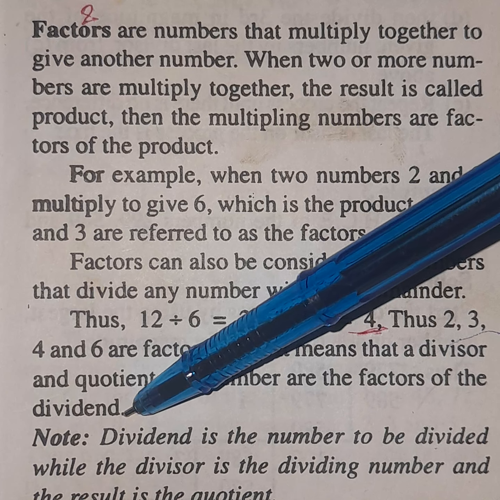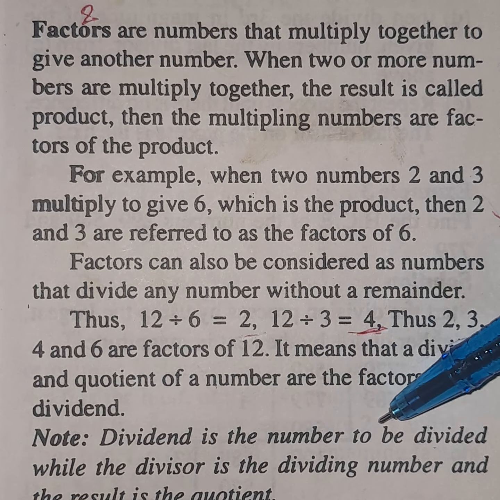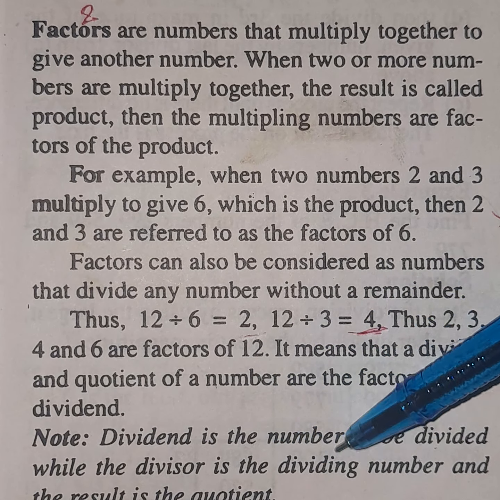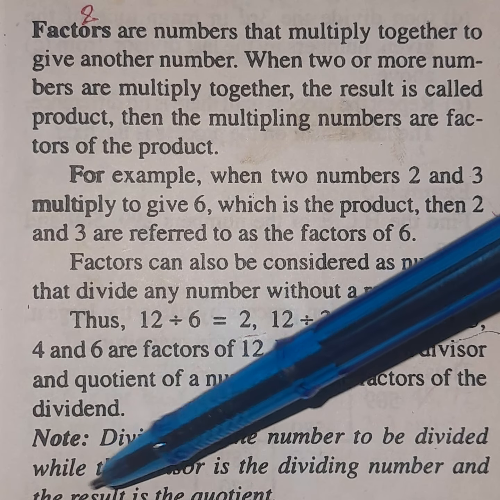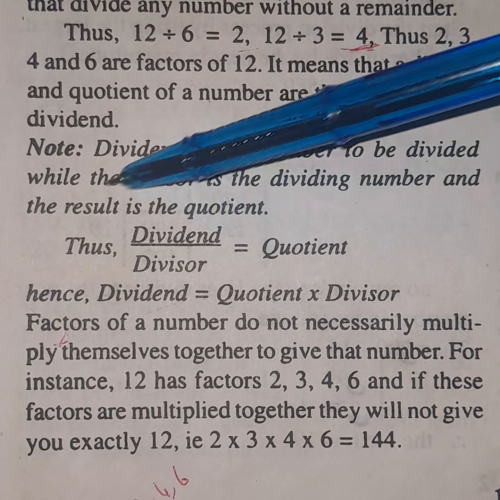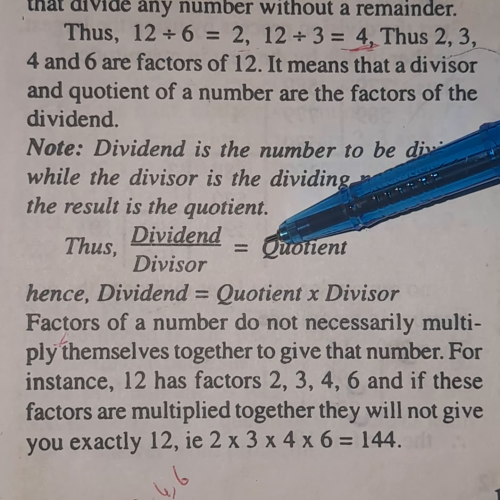Note, dividend is the number to be divided, while the divisor is the dividing number and the result is the quotient. Thus, dividend over divisor equals quotient.